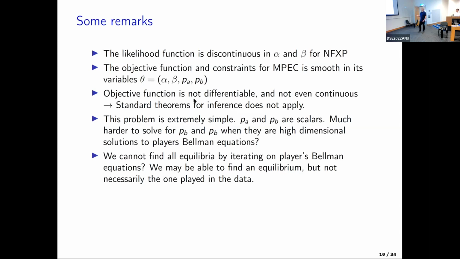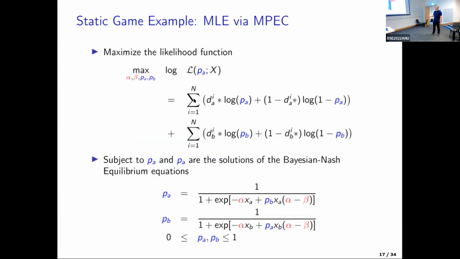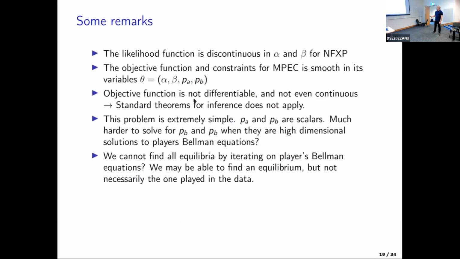So the objective function and constraints for MPEC are actually smooth in their variables. So you can use gradient-based solvers for MPEC. There's nothing here that's not smooth, and if you change the parameters and the constraints, it's just changing smoothly, so you can still use gradient-based solvers for MPEC. So that's a real advantage.